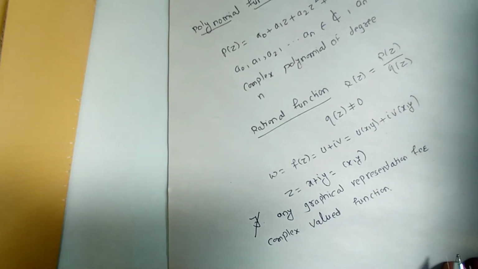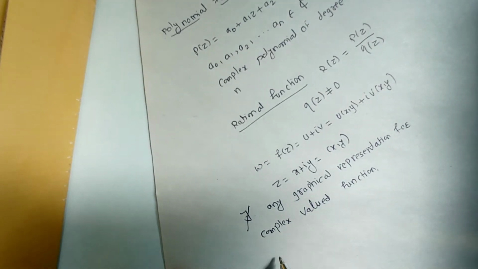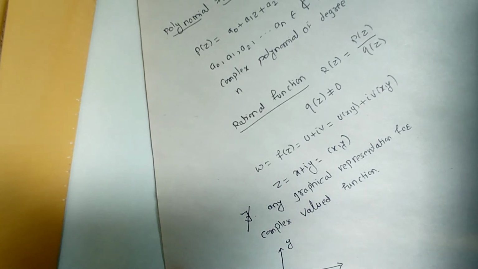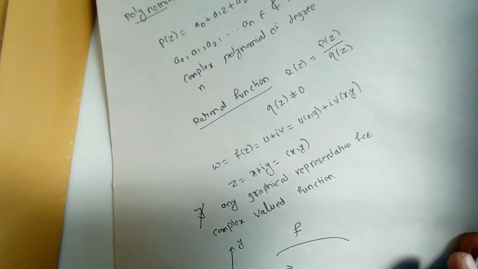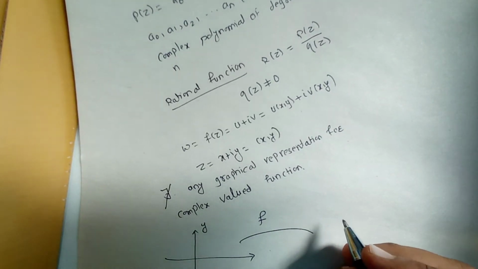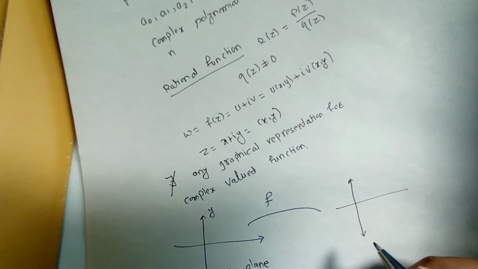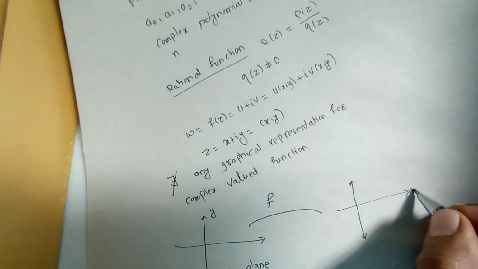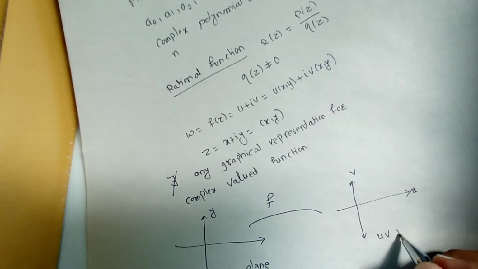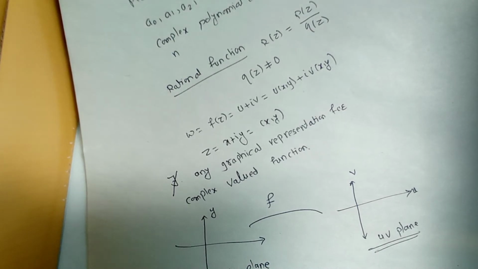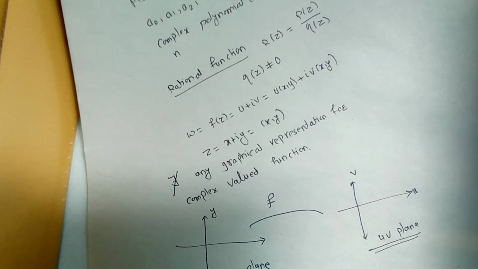But in general, we use two planes for the complex valued function. First is the xy plane, it is for the domain, and the function f maps from the domain to the codomain, and we use the uv plane for the image of z under the function f. So this is u, this is v, the uv plane. Hence, to represent a complex valued function, we require two planes. The first plane is the xy plane, and the second plane is the uv plane.